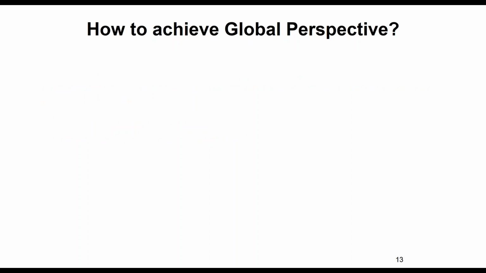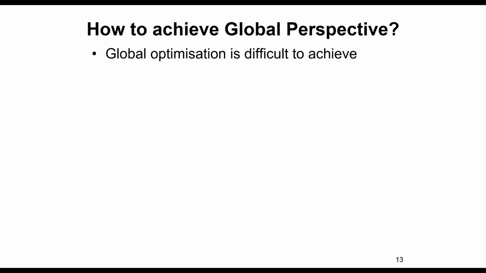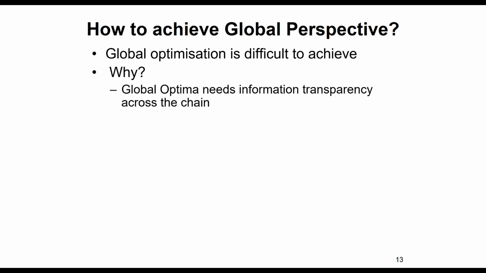Now, how to achieve a global perspective? That's very important because when we work, it's difficult to think beyond our own stuff. So global optimization is difficult to achieve because today, think about the fact that the iPhone is being sold in the Americas, but it is manufactured in China, right? So it's very difficult to optimize this kind of a scenario where the manufacturing is not even under control; it is spread all the way to different countries.